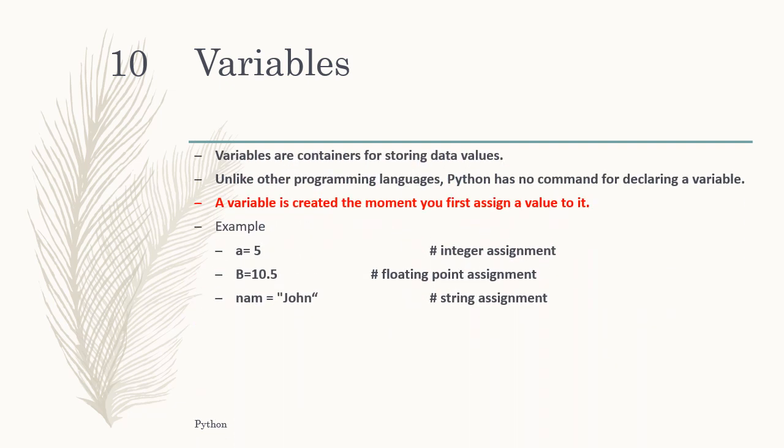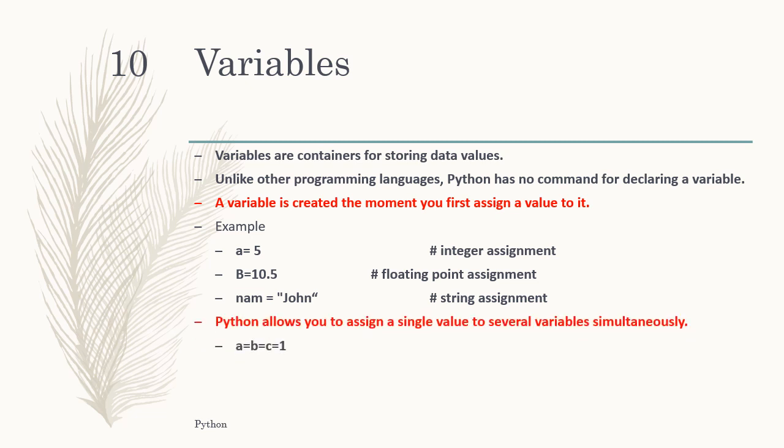And variables. Variables are containers for storing data values. Unlike other programming languages, Python has no command for declaring a variable. A variable is created the moment you first assign a value to it. If A is assigned the value 5, it is considered an integer variable. B is equal to 10.5 means we are doing a floating point assignment. Name equal to John means we are doing a string assignment.